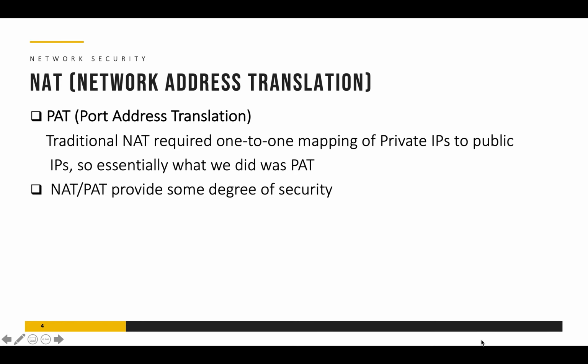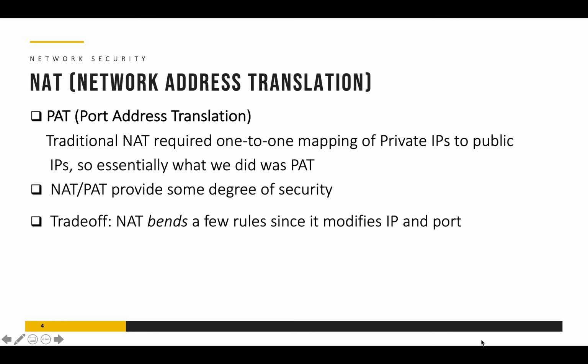NAT and PAT do provide some degree of security, because they hide the internal IP addresses, they hide the internal network infrastructure, and they prevent connection initiation from the outside. But they do bend a few rules. So there's a trade-off. NAT is a network layer solution, and as you observed, it was accessing and changing transport layer ports. So basically, a lower layer is accessing a higher layer header and changing the ports. This is theoretically not a good solution, but seeing the tremendous advantages that NAT offers, we overlook this small problem. And so NAT is a very popular solution. It's widely used across the world.